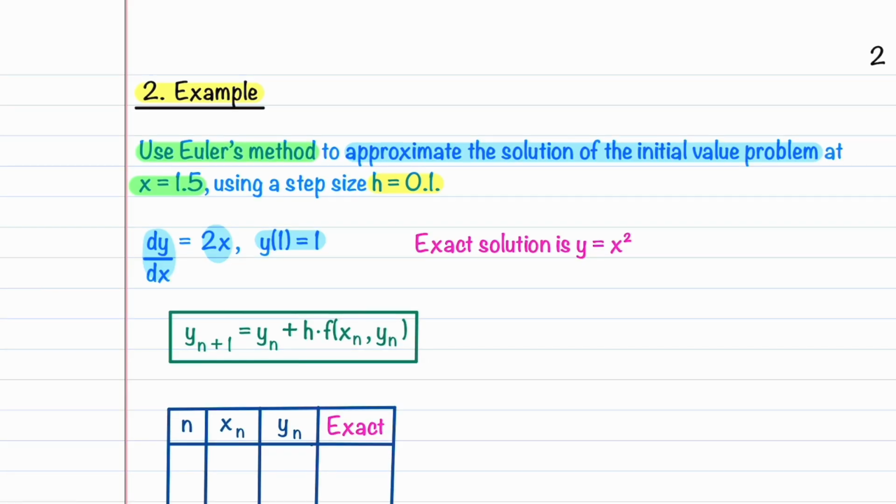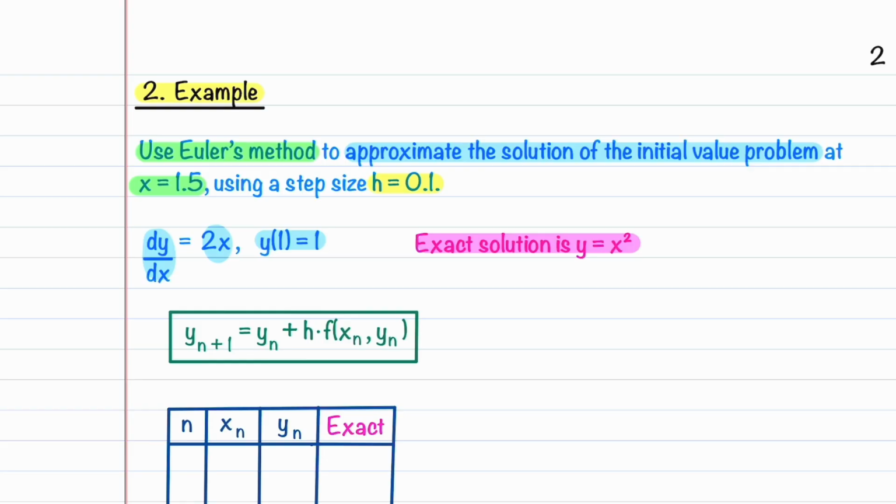I chose this problem to use as an example because we know the solution to this differential equation. The exact solution is y is equal to x squared. Knowing this will help us determine how accurate our approximate solution is.